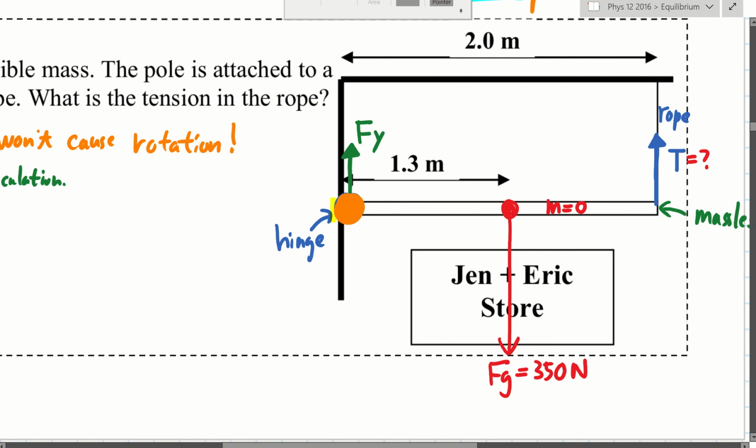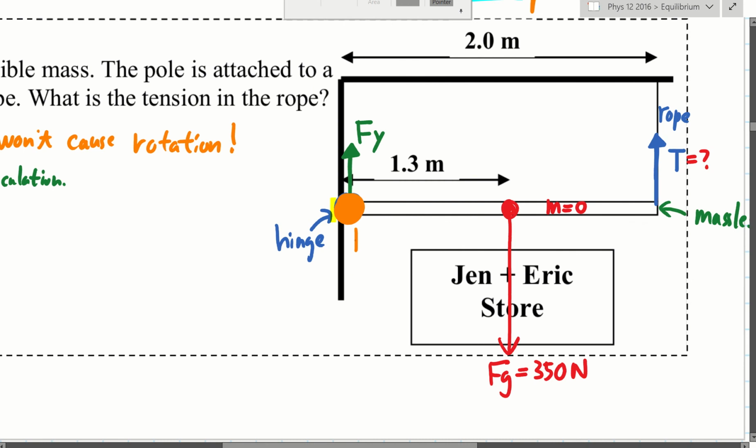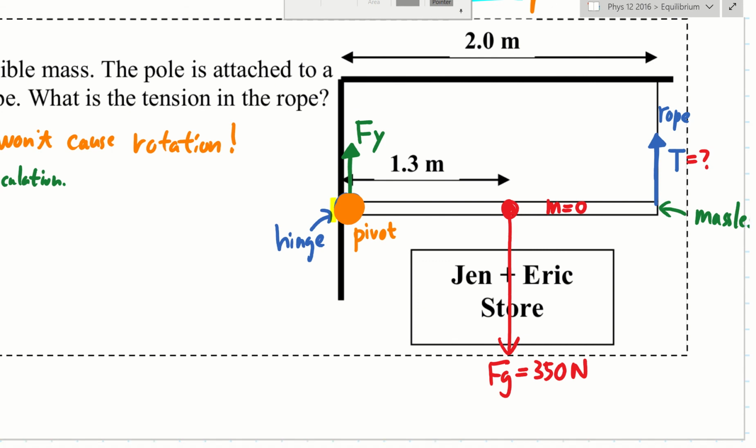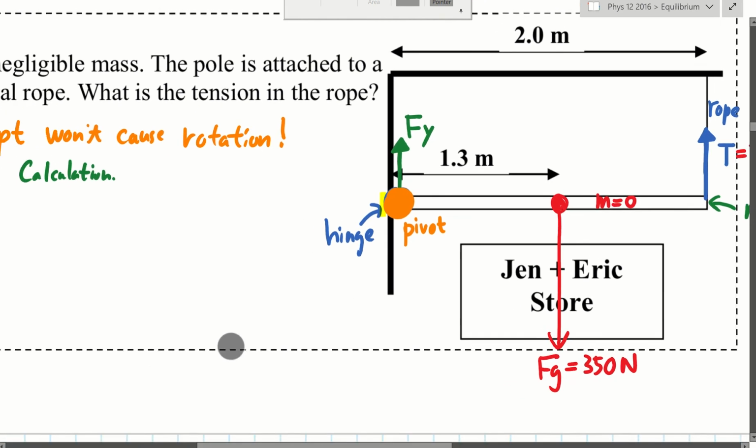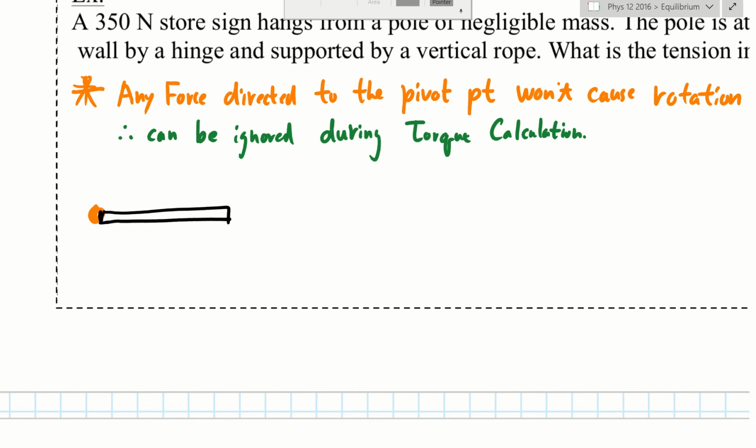Now, why would putting it there be a very good idea? Because at this moment, since your pivot is right there, Fy doesn't count anymore. Fy cannot cause rotation. The only things that can cause rotation are your Fg and your tension. Now let me draw it out. We have our new pivot point over here where Fy used to be, and we have a beam right here, and we have two forces acting on it.